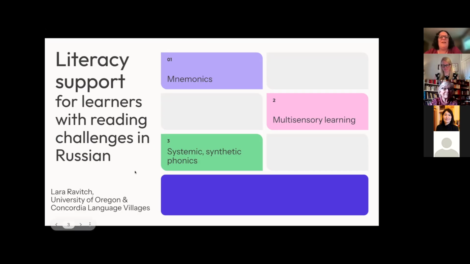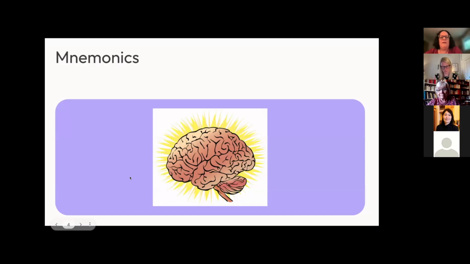So I'm going to be talking about three different approaches that I use to try to support students with reading challenges in Russian: mnemonics and multisensory literacy approaches and systematic and synthetic phonics. So first of all, mnemonics.